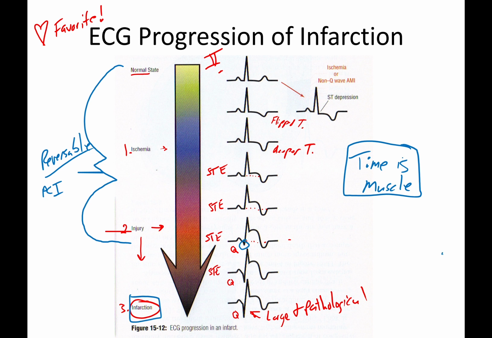The other thing that I will make mention of before I progress will be that you can have, rather than ST elevation initially in this normal state to ischemia, you may get your ST depression with flipped T waves instead. But then that ST depression will still give way to ST elevation in time.